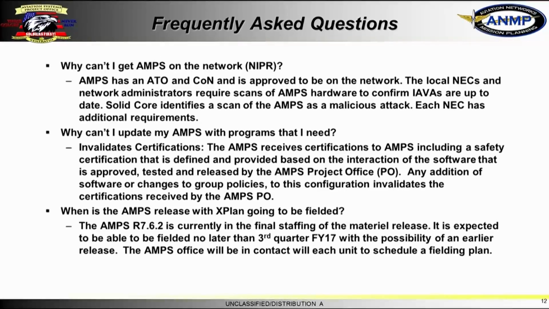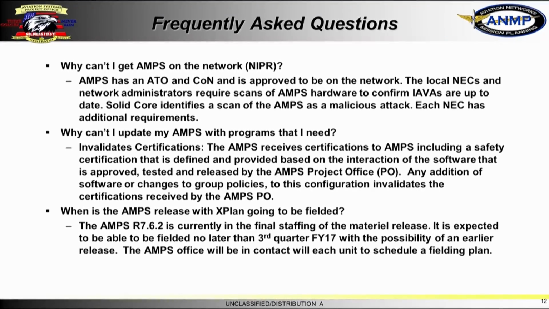So we compiled the frequently asked questions, and I'll give you a sec to read them while we go through the questions. First is, why can't I get AMPS on the network? The answer to that is that whenever a local NEC does its scan on the system for security updates, the AMPS firewall, or what we call Solid Core, treats that scan as a malicious attack. That's why it is really important to have the authority to operate and certificate of networthiness updated, and for that system to be on the local network.